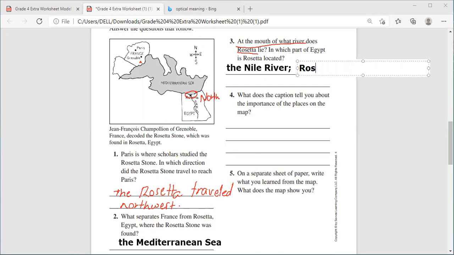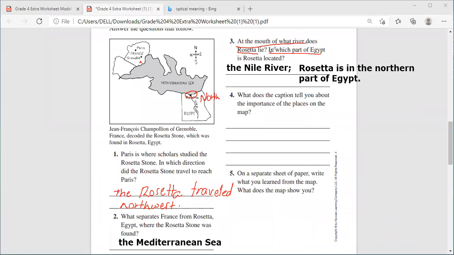Rosetta is in the northern part of Egypt.